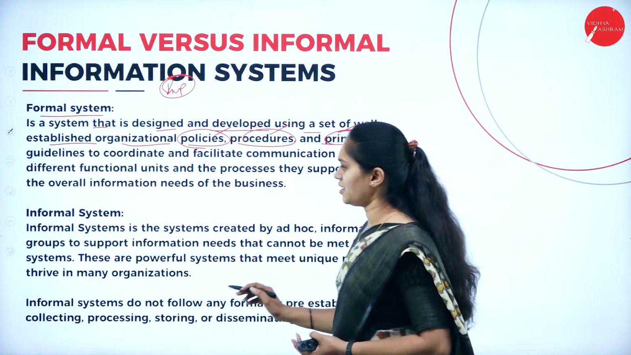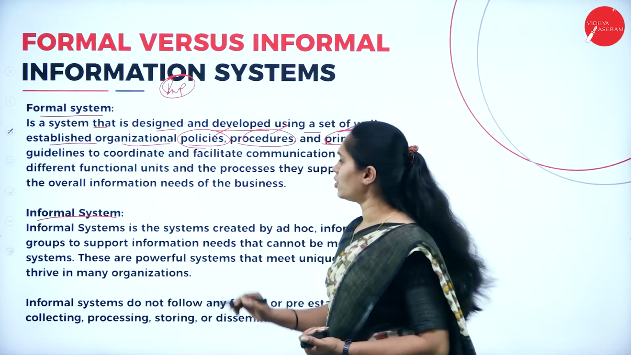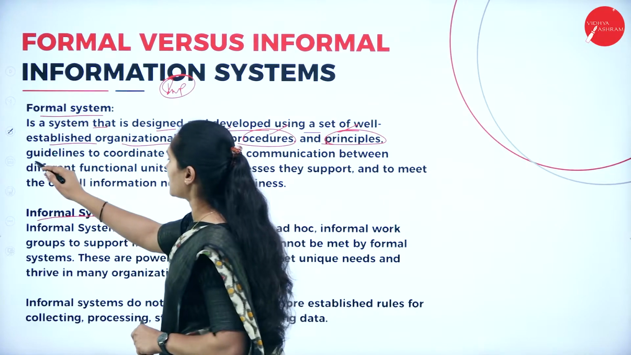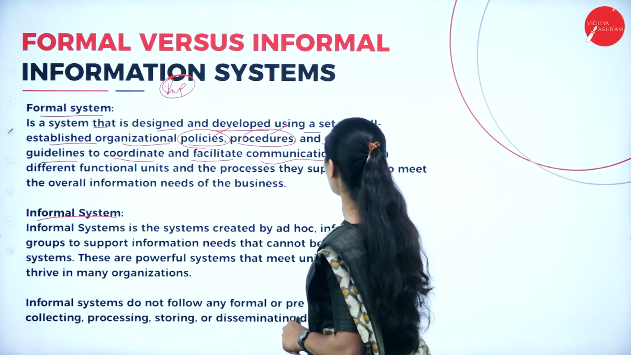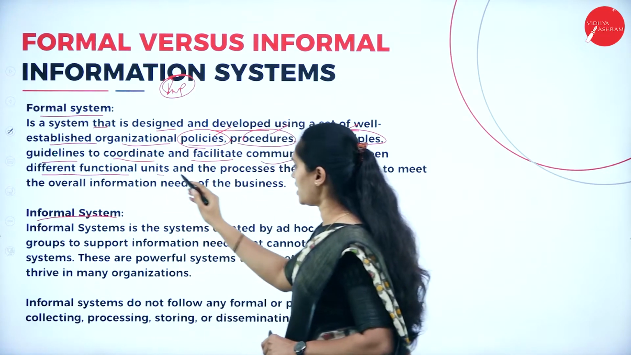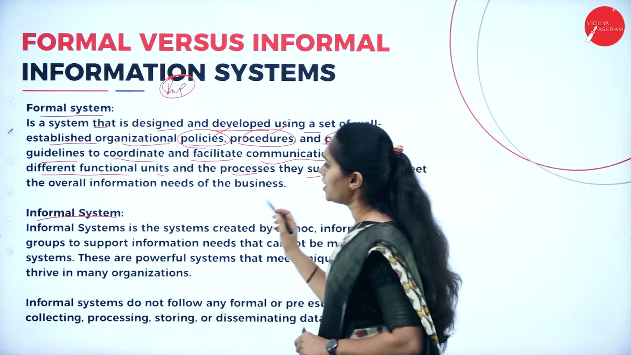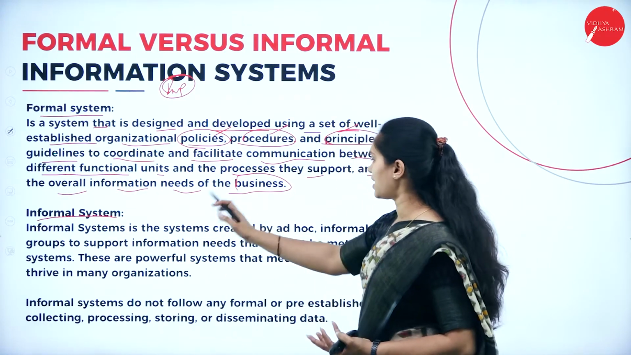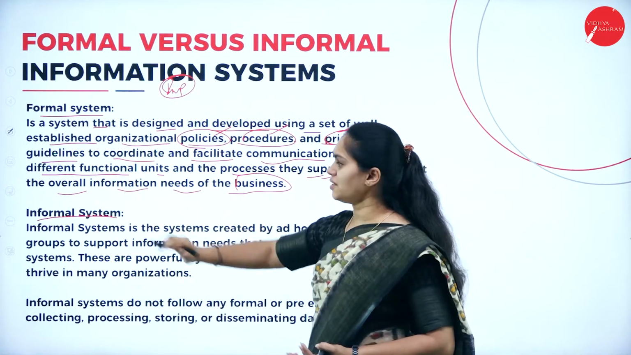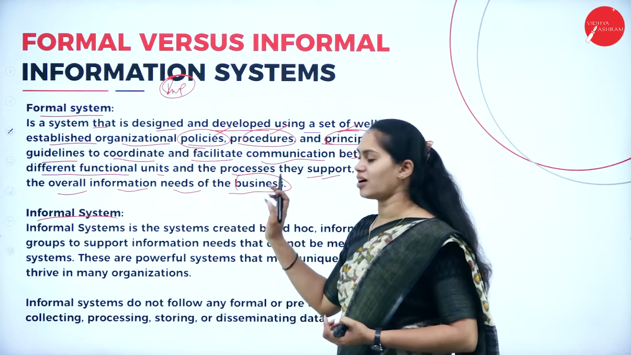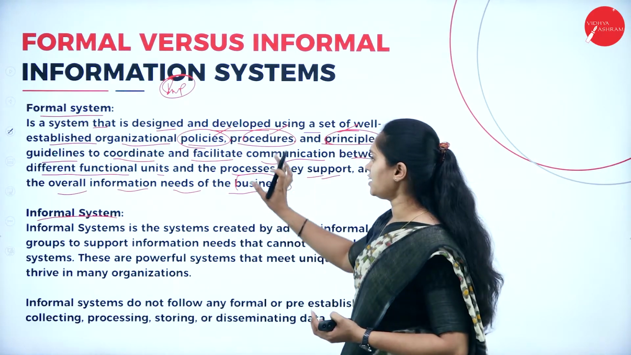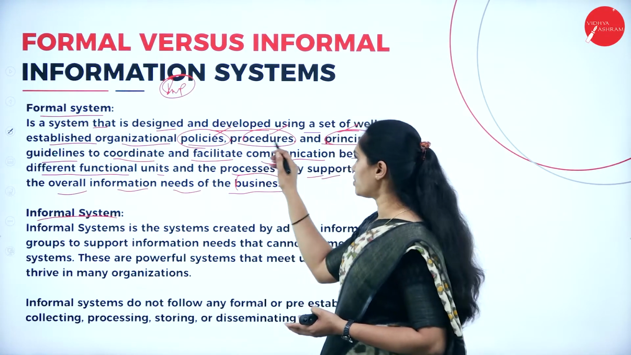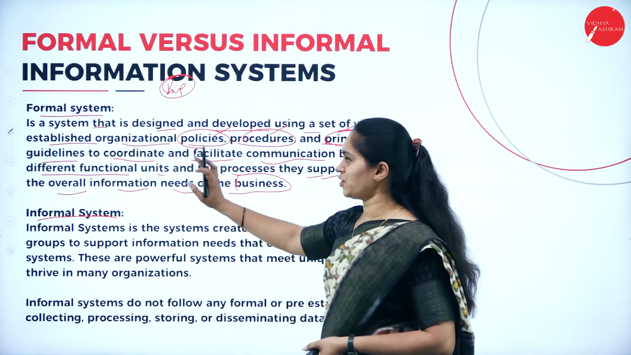But if we are considering the informal system, it is not going to follow any of the policies, procedures and principles of the organization. And these guidelines coordinate and facilitate the communication which takes place between different functional units and the processes they support, and meet the overall information needed by the business. What technologies are required, what the supports are, or how to meet the overall information needs within an organization or business, everything needs to follow the company's policies, procedures and principles. This is related to the formal system.